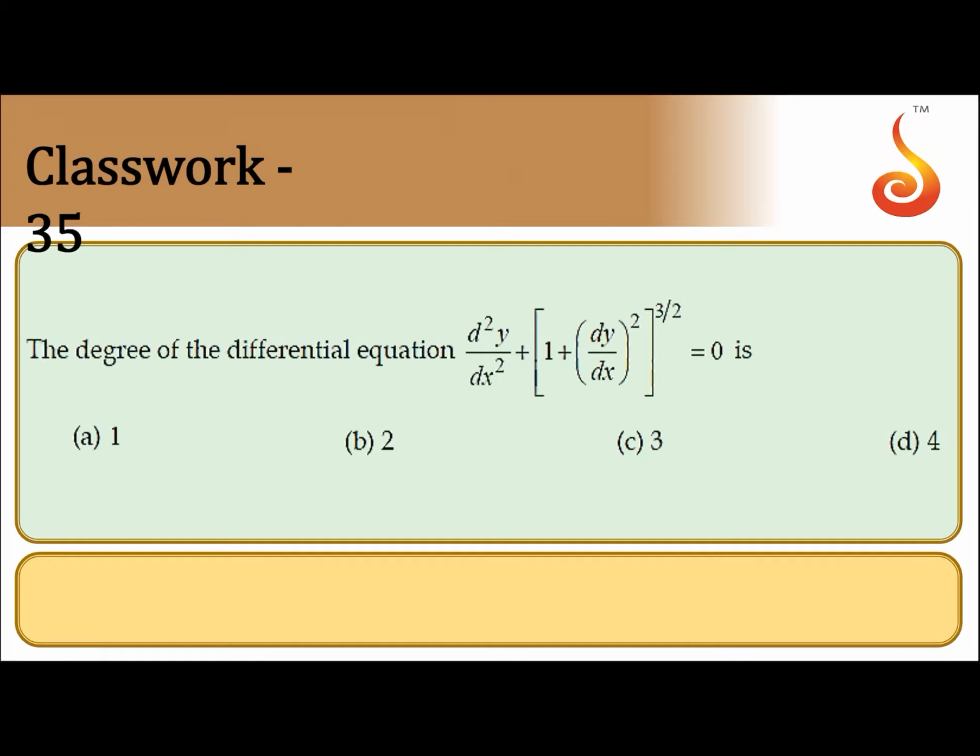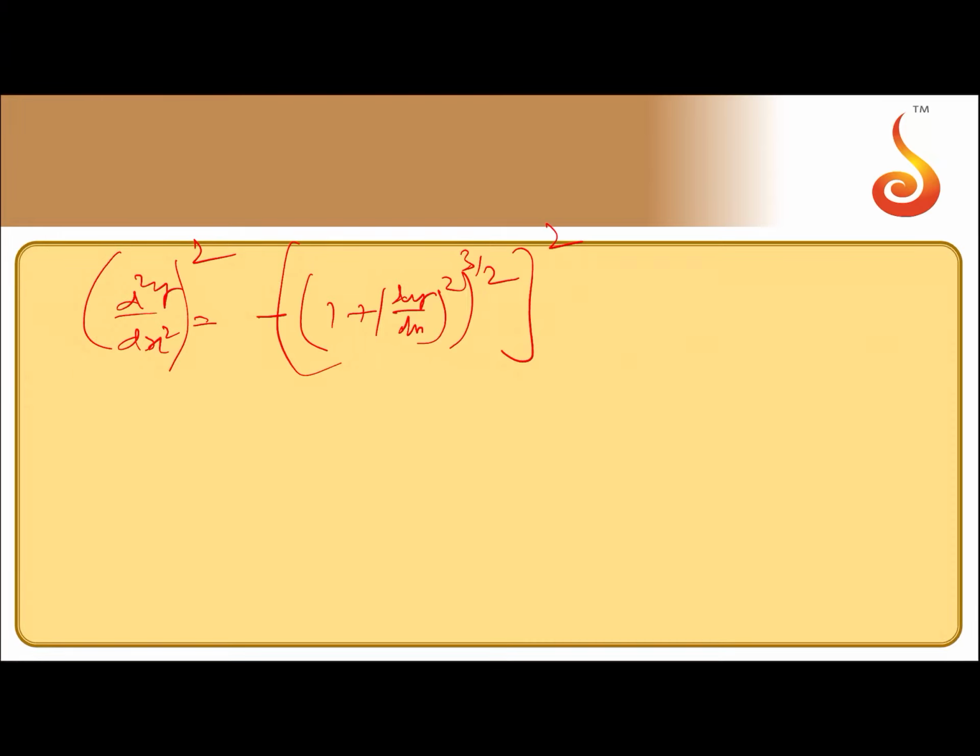As the power exponent is 3 by 2 there, we cannot directly evaluate the degree. So what happens, this particular term, taking it to the right side, we can write d square y by dx square is equal to minus of 1 plus dy by dx whole square, whole to the power of 3 by 2. Now to eliminate this one, we take the whole square on both sides. The 2 gets cancelled so that the fractional powers have been removed.